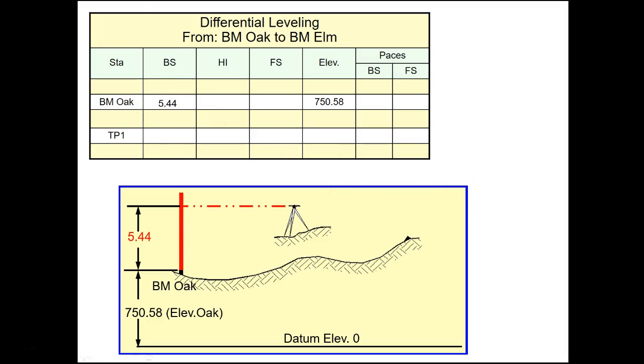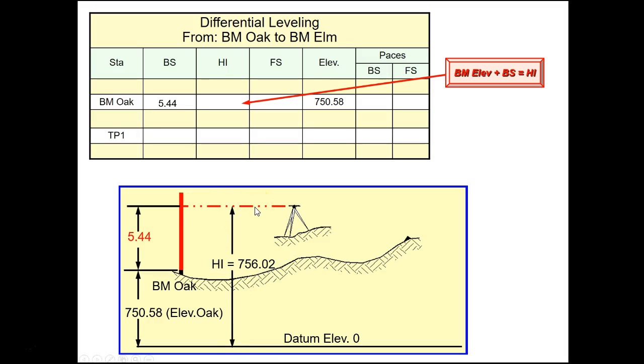Now we're ready to calculate our height of the instrument, our HI. The height of our instrument is our benchmark elevation plus our back sight. That's going to give us our instrument height. This distance up here is what we're talking about when we add those two numbers together. So our instrument height is 756.02. We add this number here and that number there. That's where that value goes. We paste it off. That's 61 paces. That's going to go over here under our back sight paces.